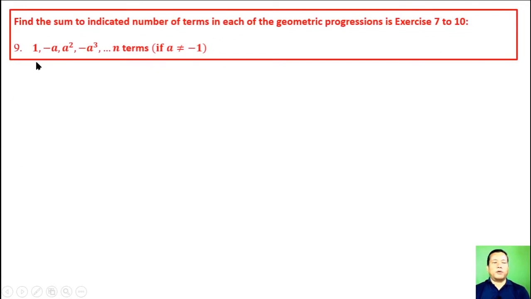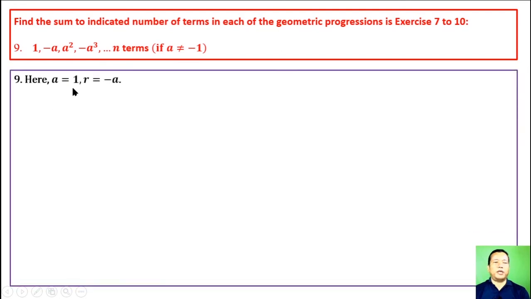Question number 9. First term is 1, minus a, plus a square, minus a cube, up to n terms, if a does not equal minus 1. Here a is 1, r is minus a. Therefore Sn equal to this, giving the respective values, that is a is 1, r is minus a. We get this, which is the sum to n terms of the GP.